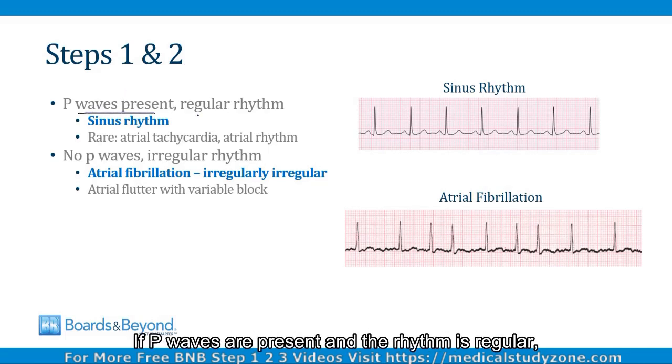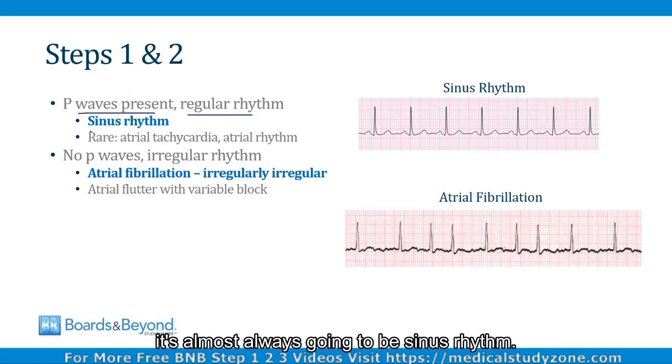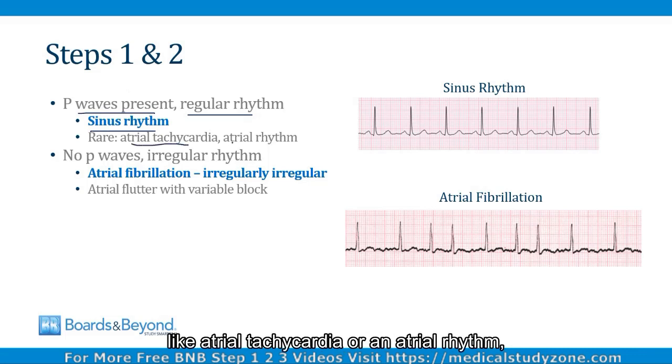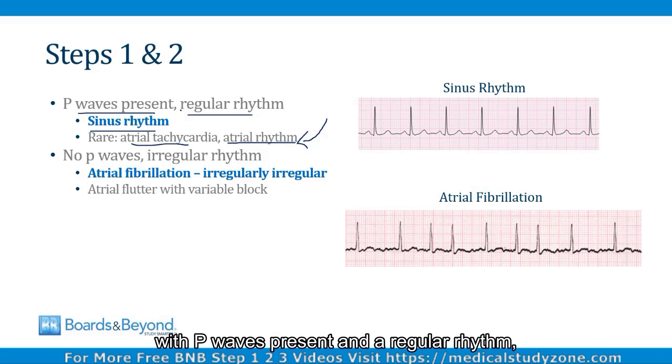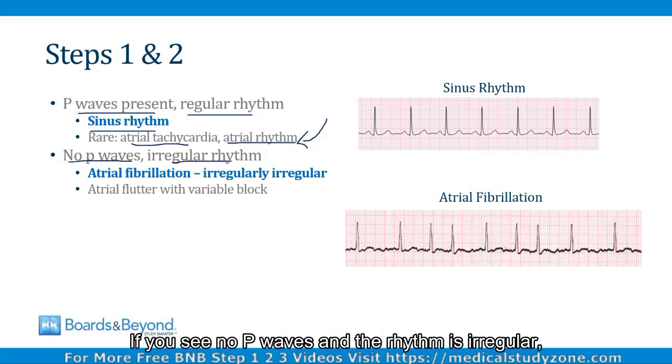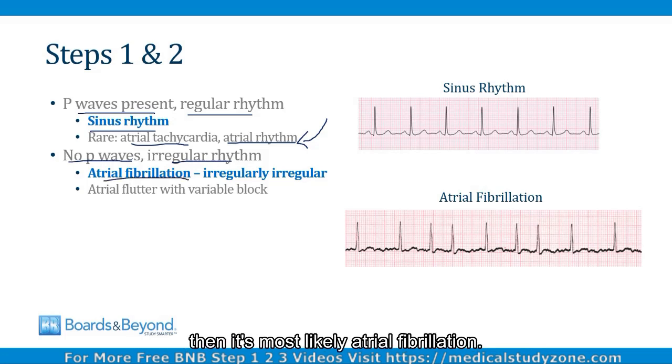If P waves are present and the rhythm is regular, it's almost always going to be sinus rhythm. There are other rare rhythms it could be, like atrial tachycardia or an atrial rhythm, but these are relatively uncommon. If you're on rounds and you're shown an ECG with P waves present and a regular rhythm, it's most likely sinus. If you see no P waves and the rhythm is irregular, then it's most likely atrial fibrillation.